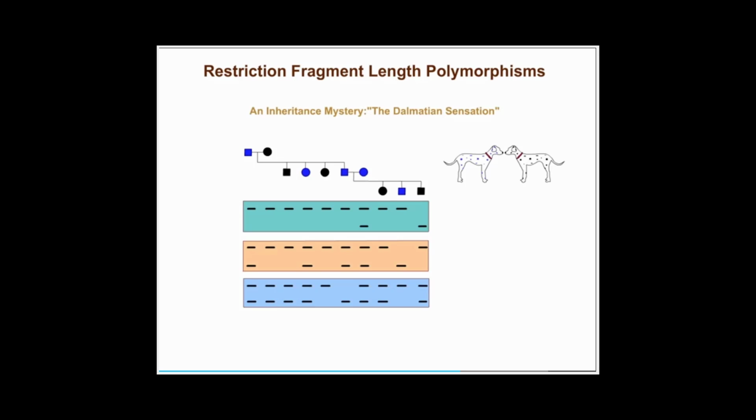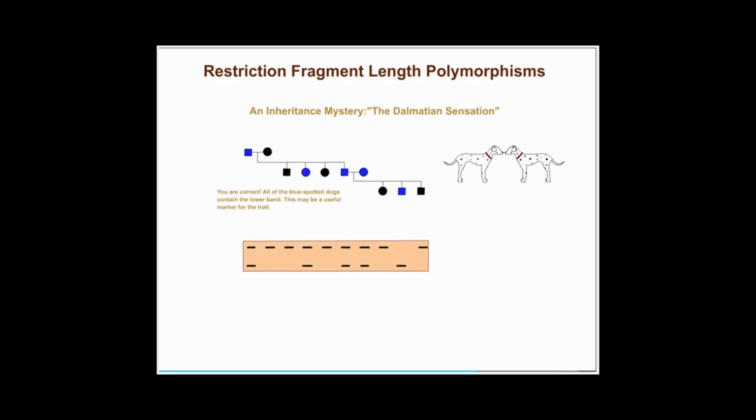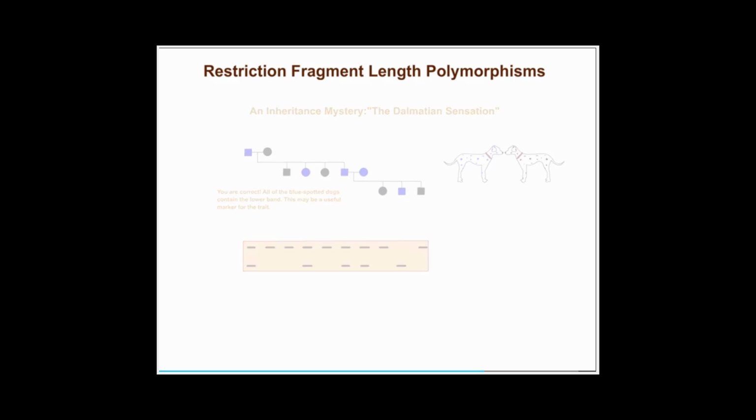While trying to identify the best marker for the blue-spotted phenotype, you need to remember 2 small things. The blue spots are a dominant trait, and, ideally, all the blue dogs would share at least one band. You also need to think whether all these alleles are correlated. This will definitely lead to the conclusion that all of the blue-spotted dogs contain the lower band and can be a useful marker for the trait.